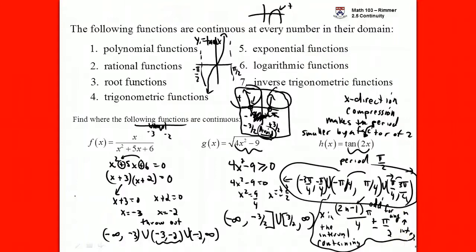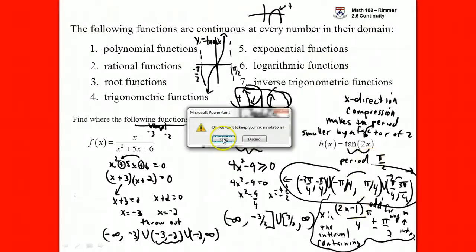So if I ask you where a function is continuous, you translate it to where is the domain. For all the functions that we're going to deal with.